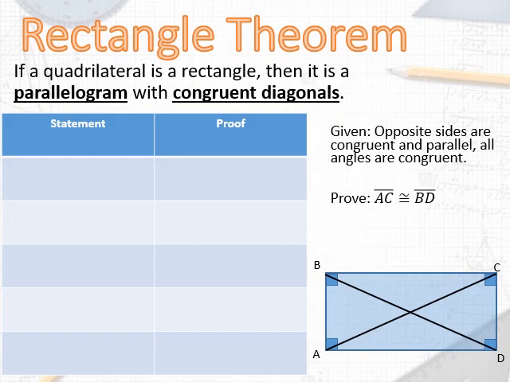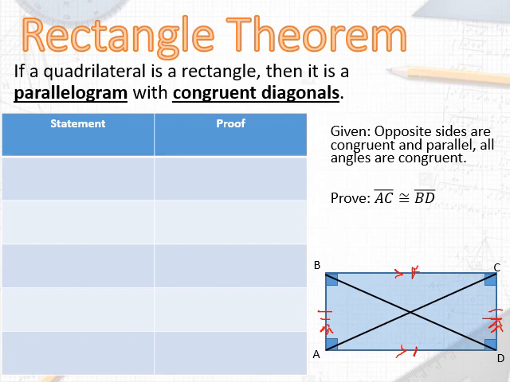All right, so here's a proof for a rectangle. If a quadrilateral is a rectangle, then it's a parallelogram with congruent diagonals. So we're going to try and prove that the diagonals are in fact congruent to one another. Given opposite sides are congruent, so we've got BC and AD congruent, AB congruent to CD, and they are also parallel to one another. And all angles are congruent, which is already marked in for us. So we've got a lot of givens in this one.